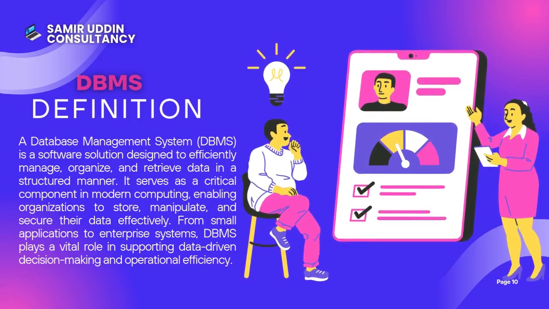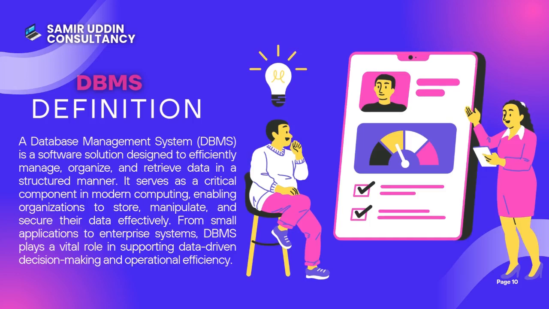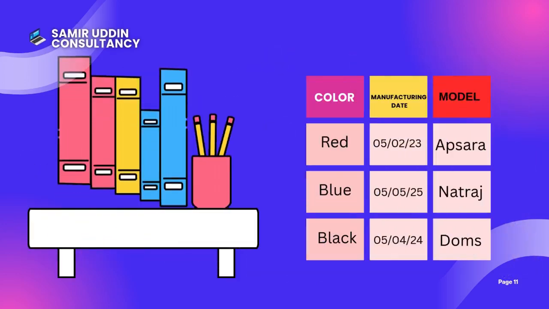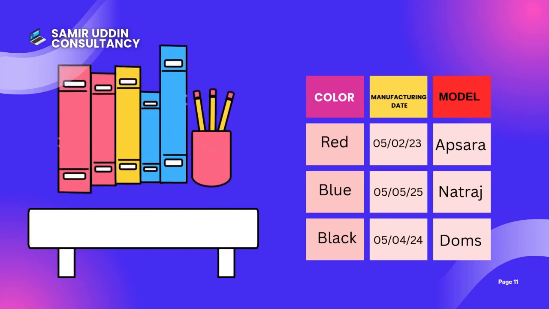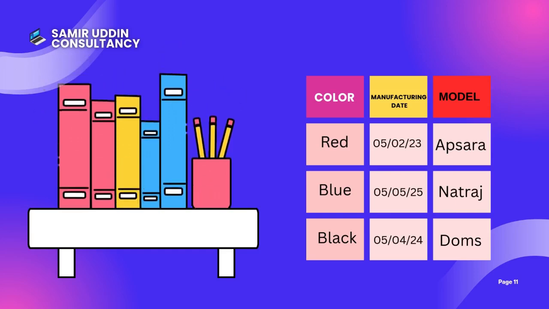It's not just about storing random data. The data is interrelated, meaning all the pieces of data are connected to each other in some way. Imagine a table like this. We might have details like the color of a pencil, its model number, and manufacturing date. All the information in one row belongs to a single pencil, so the data is connected. That's what we mean by interrelated data.